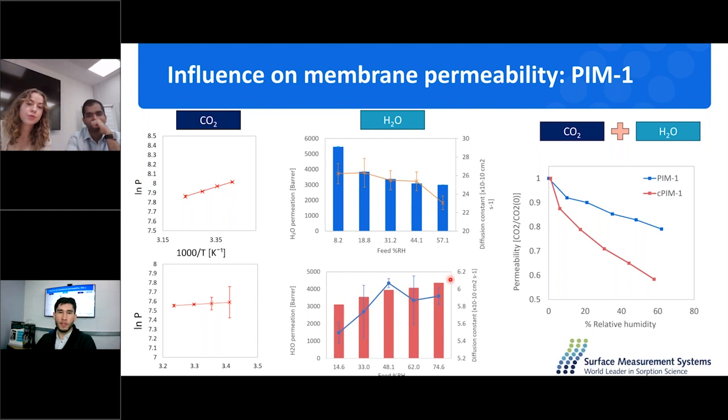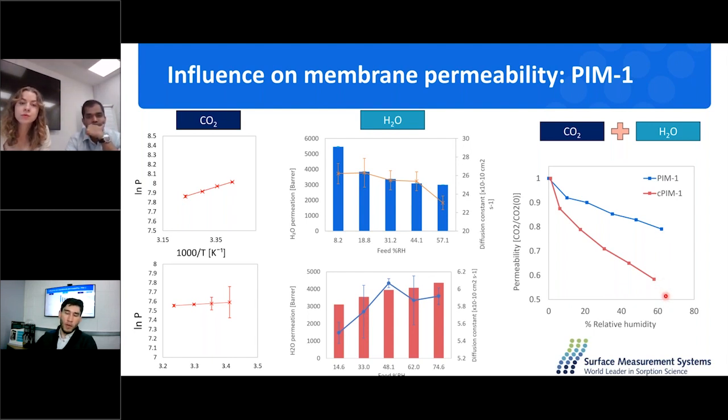But probably the more interesting experiment is when both are being introduced. So this is a constant concentration of CO2 and increasing humidity. We're measuring the permeability of CO2. And it turns out that, yes, water impacts the permeability of CO2 in both PIM1 and CPIM1. But while in the case of PIM1, the permeability loss is about 20%, in the CPIM1, it's about 40% when we go to around 60% relative humidity.